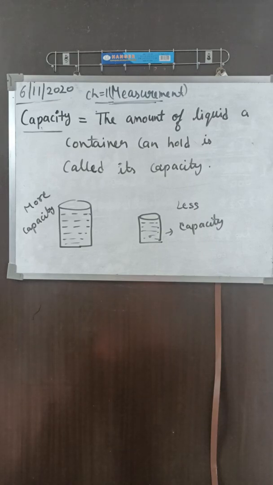As you can see on the board, there are two containers having different shape and size. Out of this, the first container can hold more amount of water because it is large in shape and size. Also, on the other hand, the second container can hold less quantity because it has small shape and size. That's why we can say capacity might vary depending on the shape and size.